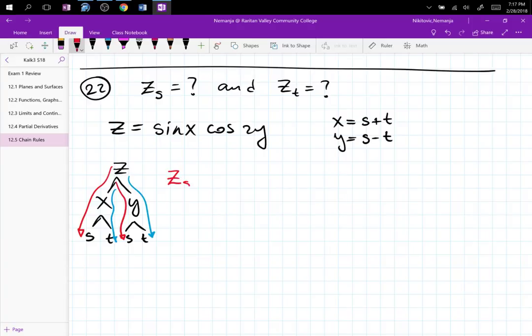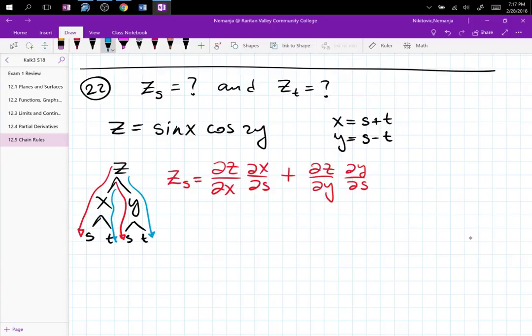So what is zs? Zs are the red ones, which start at z and end in s. So partial z, partial x, partial x, partial s, because of the branching. Branching followed by branching, all partial derivatives. There is one more branch that is red, so plus partial z, partial y, partial s. Let's solve this one first, and then we'll do the blue.